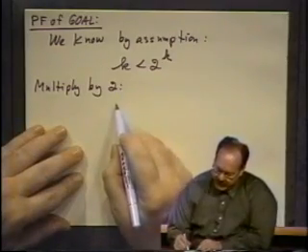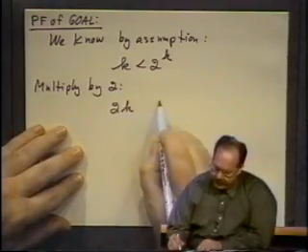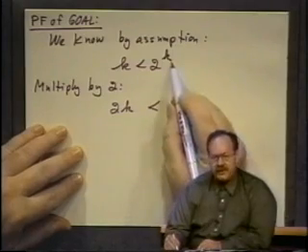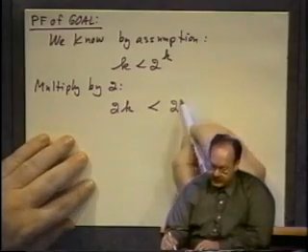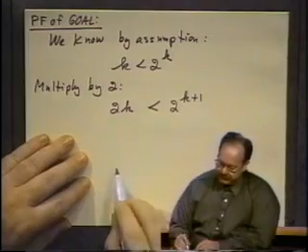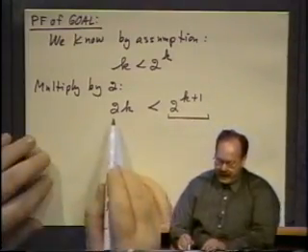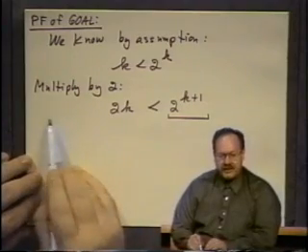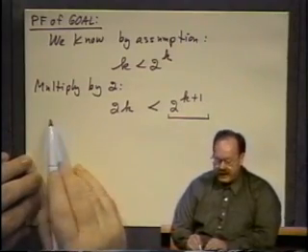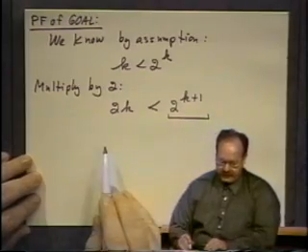If I do that, on the left I have 2k, and on the right I have, well, what's 2 to the k times 2? That's 2 to the k plus 1. So I've already established the right-hand side of an inequality. I need to somehow get k plus 1 down here in order to get k plus 1 less than 2 to the k plus 1.